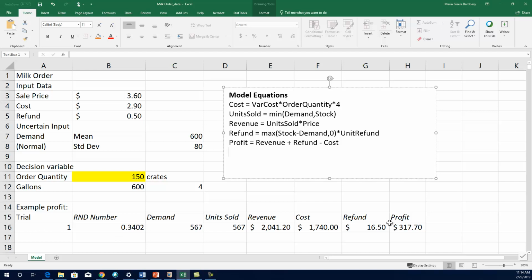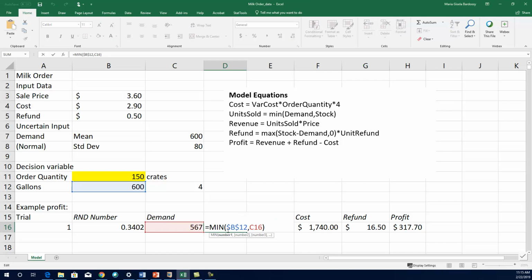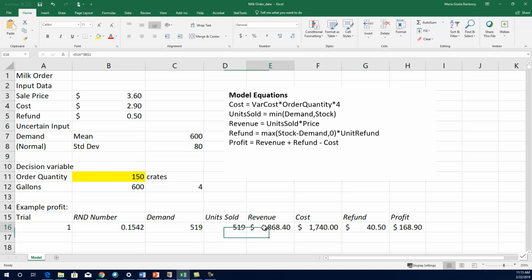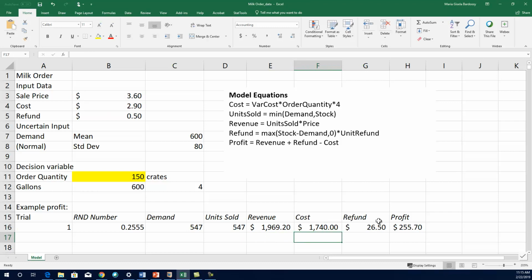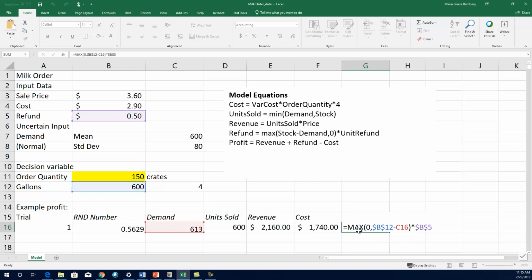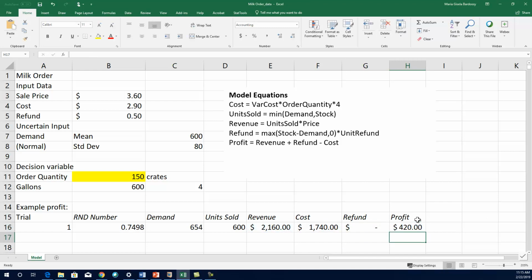I listed them here on the bottom, and I'm going to skip demand by units sold. If I double click here, it just has that min function. If I click for revenue, it does the calculation, multiplying the units sold times the price, the cost times the quantity ordered, the refund, okay, I have it there, and the profit. So right there, what I've done is enter in Excel those equations using the references to where those inputs are in my model.